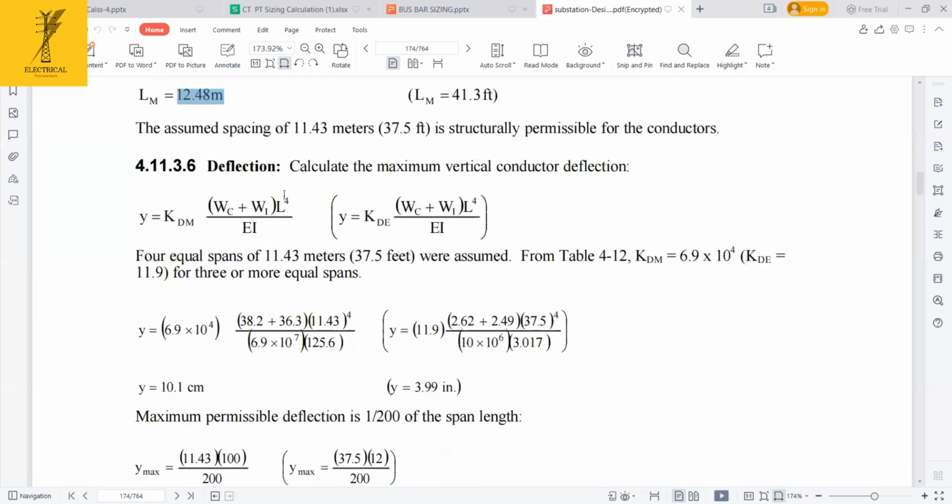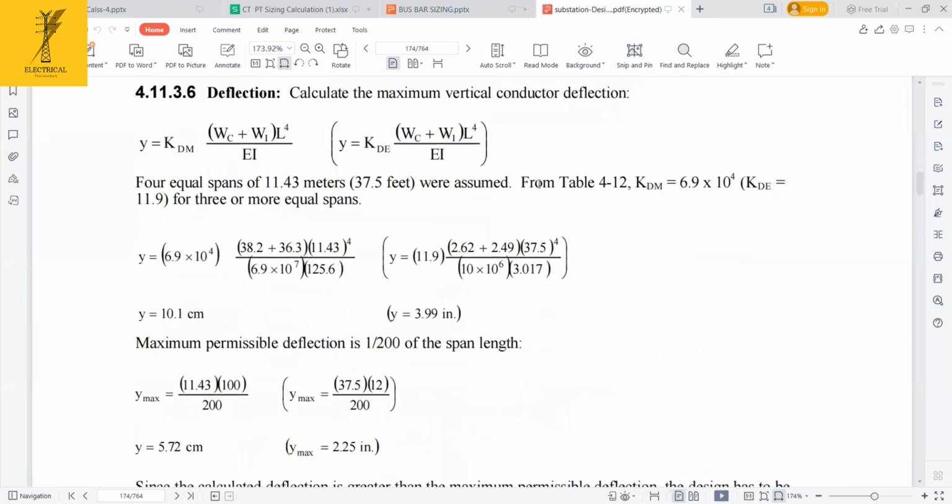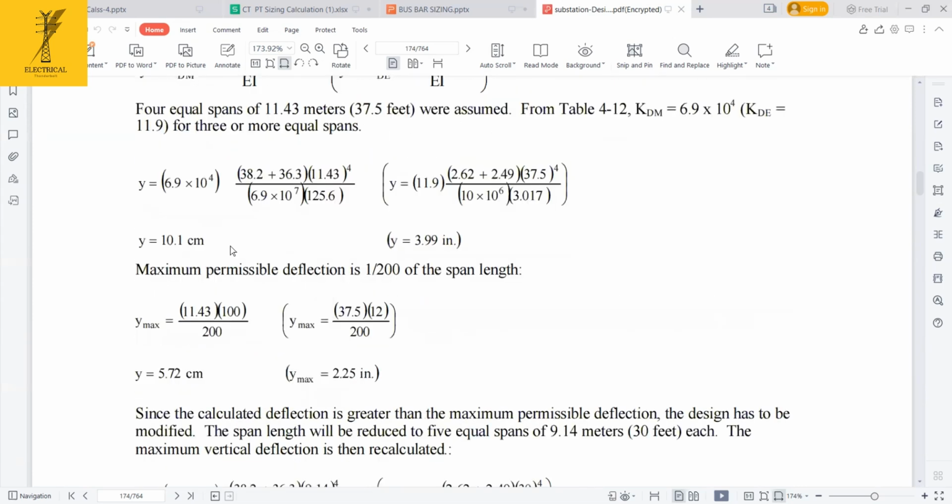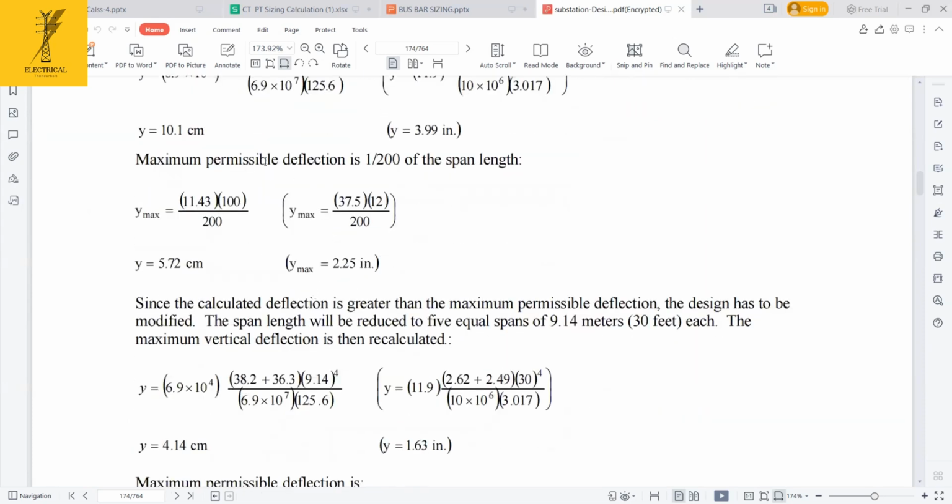And I am calculating the deflection, the maximum vertical conductor deflection. This generally depends upon the conductor weight and the ice loading, which is acting from the top, and the span. From this, the maximum permissible deflection is 1/200 of the span length, which was mentioned in the IEC. But my deflection is 10.71. Since the calculated deflection is greater than the maximum permissible deflection, the design has to be modified.